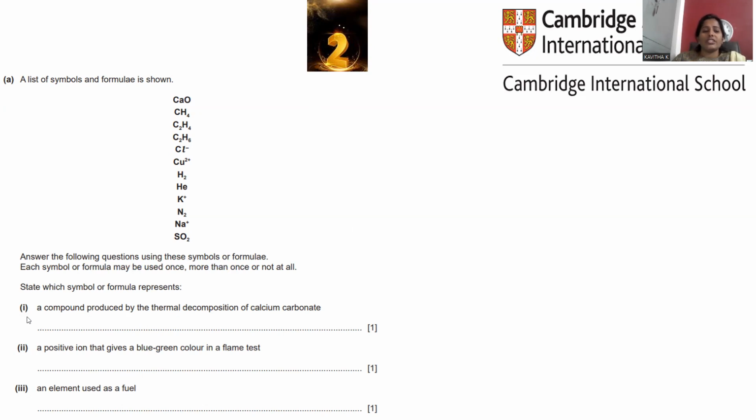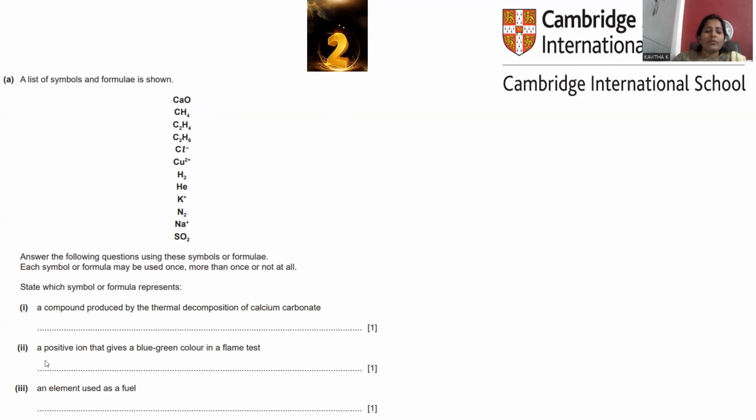Let me go with question number one. State which symbol or formula represents a compound produced by the thermal decomposition of calcium carbonate. Calcium carbonate is simply represented as CaCO3. If CaCO3 gets decomposed, what product can you notice from these to be answered? That is question number one.